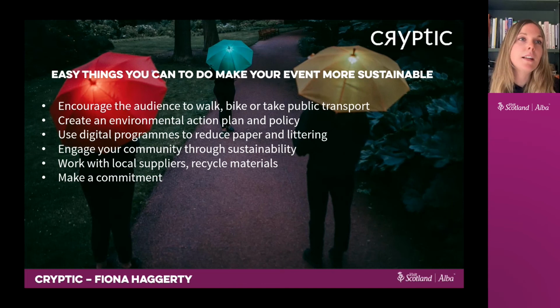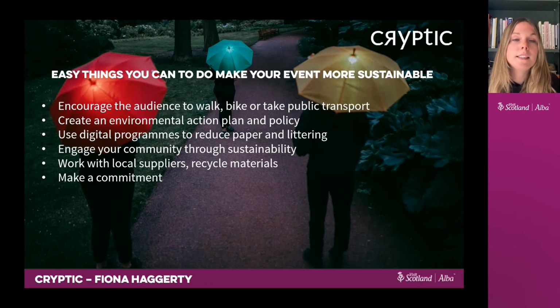Another key thing as well was working with local suppliers and businesses. We didn't hire in anything like portaloos or food trucks. We built relationships with the local community, like Coastwatch Scotland, who were based on the beach, and we were able to use their facilities. So again, it's another great way to be invested in community, but also reduce on emissions and on costs as well.